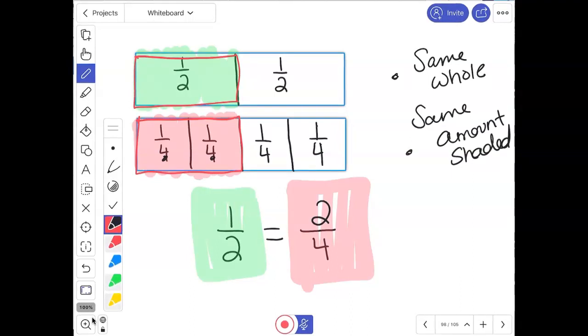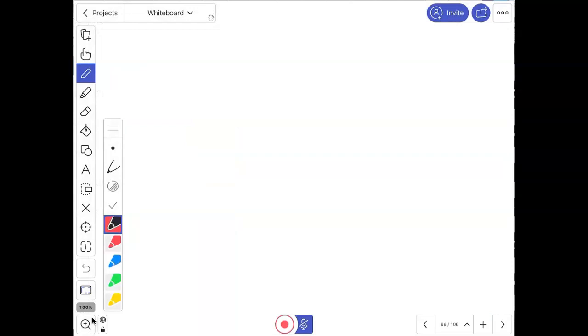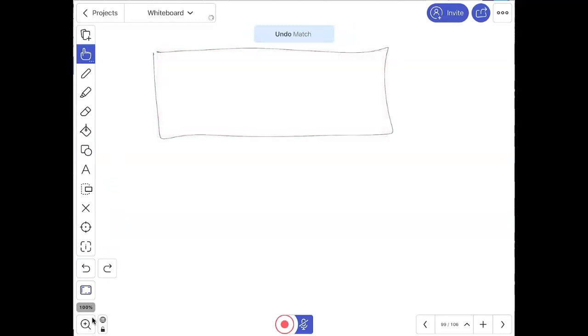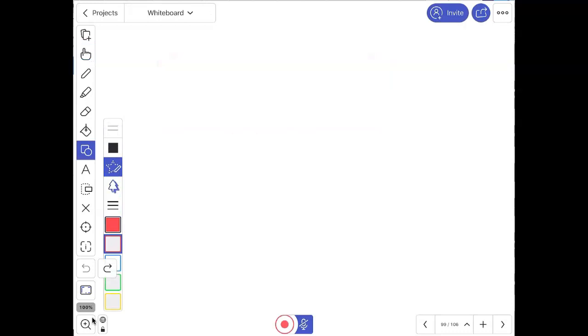Let's look at another one like that. I'm going to give us a new rectangle. Watch how cool this is. That's a bad one. I don't want it to be that color. Okay.